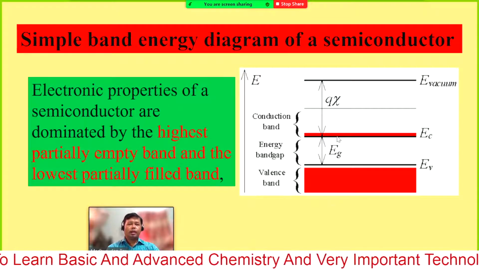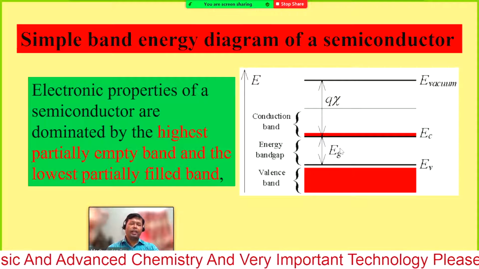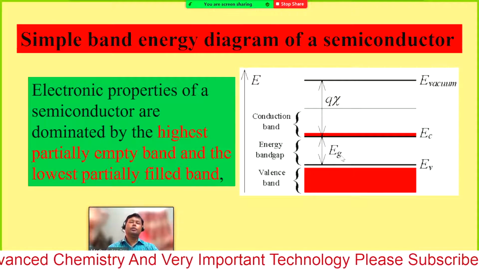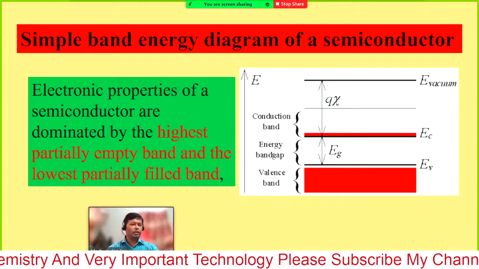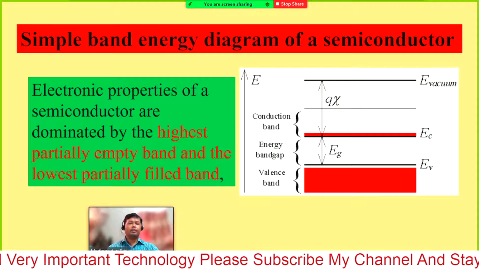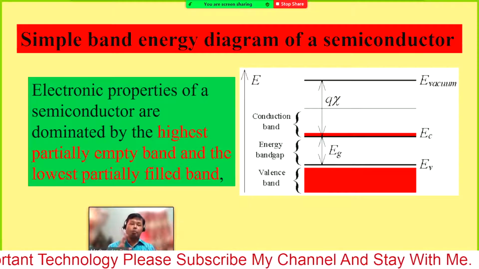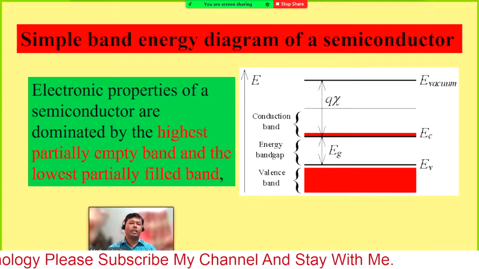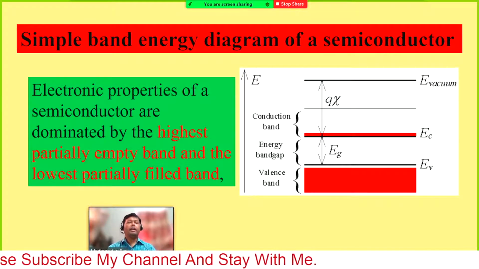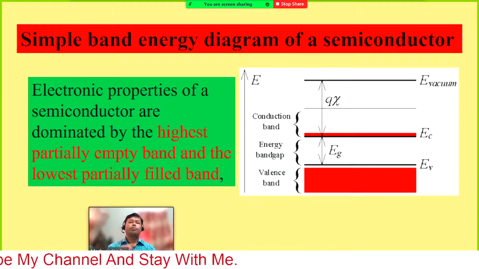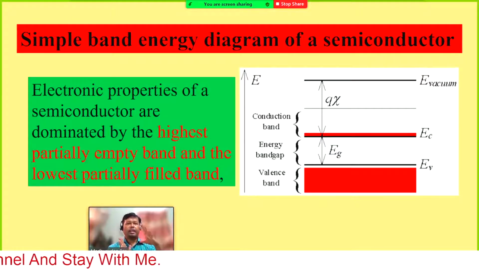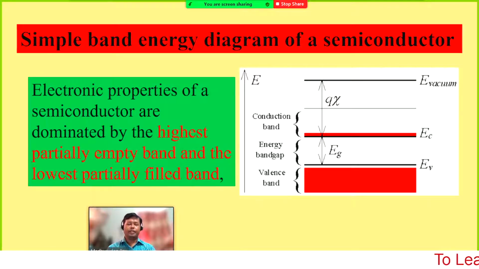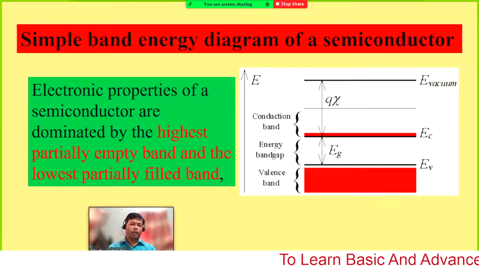Now if the band gap is very large, in that case you will consider this an insulator, and if the band gap is small or completely overlapped, then you will consider this a metal. And if the band gap is moderate, that means neither very large nor very small, so there is a certain gap but not very big, in that case you will consider that material a semiconductor.